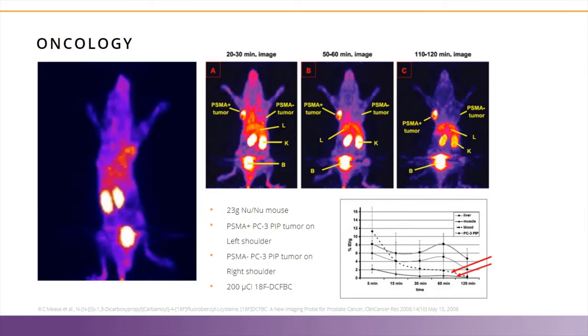In the graph, we can see that as the levels of agent decline over time in the blood and kidneys, the levels remain elevated in both the PSMA positive tumor on the left shoulder and also to some extent in the liver.